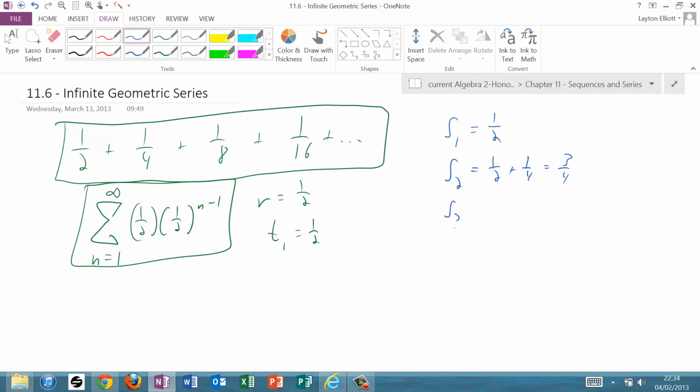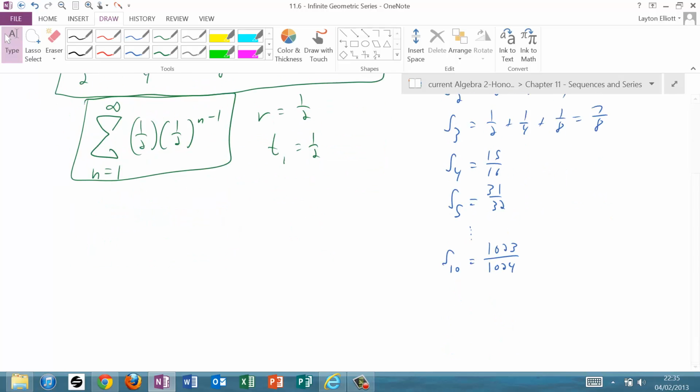If I do S of 3, which is taking the previous one, 1/2 plus 1/4, and then adding 1/8, I have 3/4 plus 1/8, which is 7/8. S of 4, you can start to look at the pattern here, is 15/16. S of 5 is 31/32. And I could continue all the way even to something like S of 10, which would be the power of 10 in the denominator. 2 to the 10th is 1,024, and 1 less than that in the numerator.